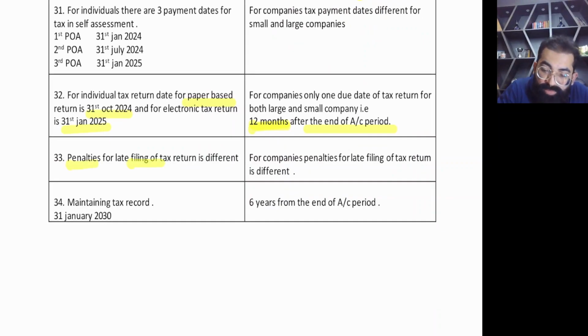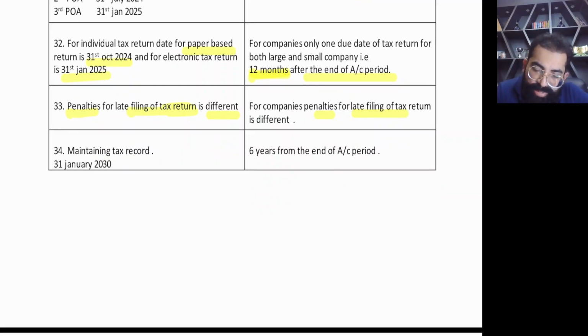Penalties for late filing of tax return are different. For individuals it's different, for companies it is different. Covered in the class, be careful. Maintaining tax records for individuals is until 31st January 2030, and for companies it is 6 years from the end of the accounting period, so this date is also different.